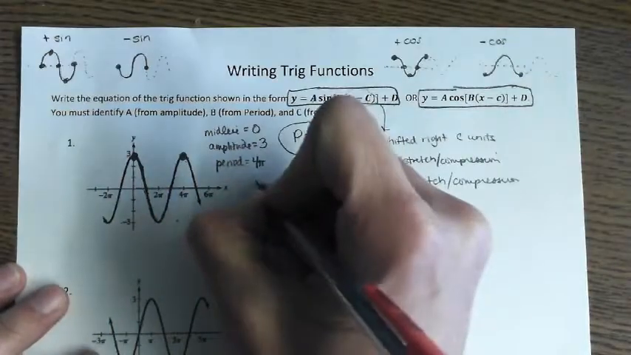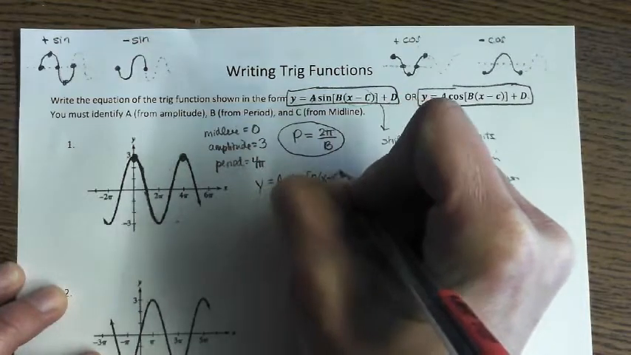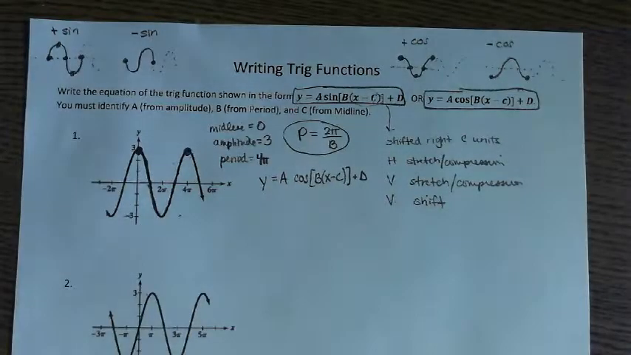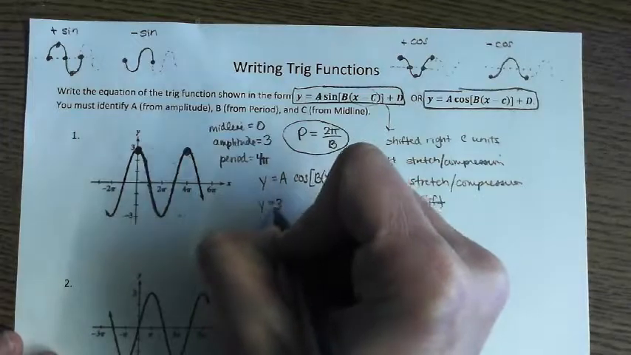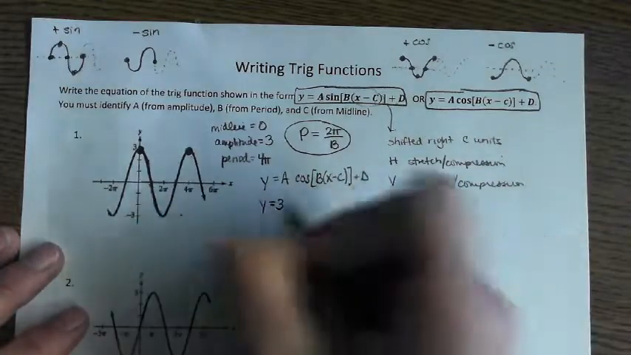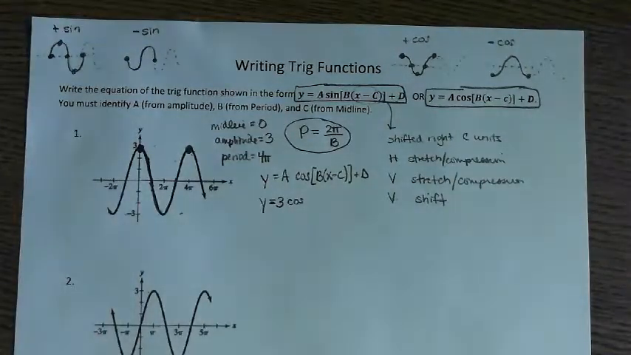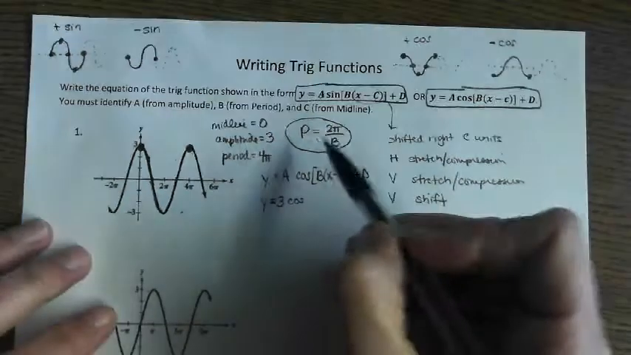Positive. So the first thing I'm going to do is write this A cosine (Bx minus C) plus D, because I know I'm dealing with a cosine curve. And then I just need to plug in the appropriate values for A, B, C, and D. I already know A, because what's my amplitude? 3, right? So that's y equals 3. And we said it was a positive cosine, so we're going to keep that a positive 3 cosine.